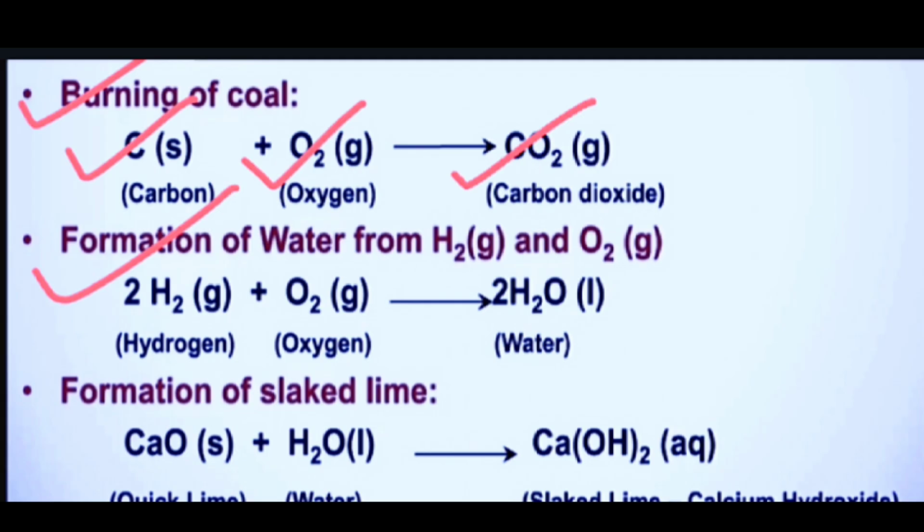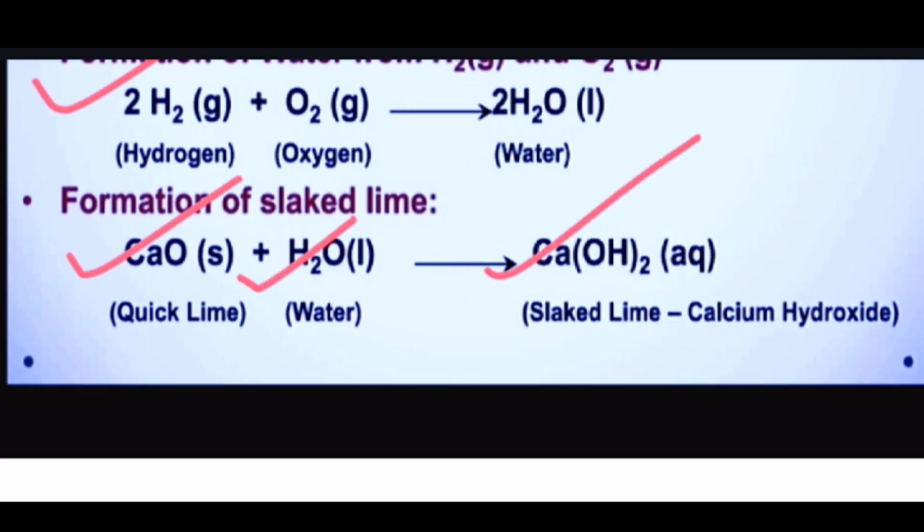Now formation of slaked lime. It is formed by the combination of calcium oxide in solid form and water in liquid form, and it will produce calcium hydroxide in aqueous form, right? So these three are the examples of combination reaction.